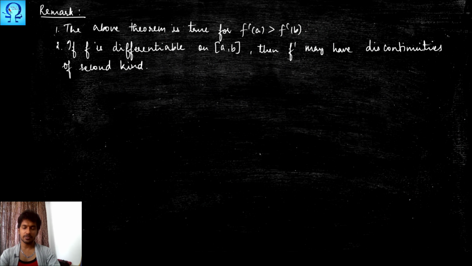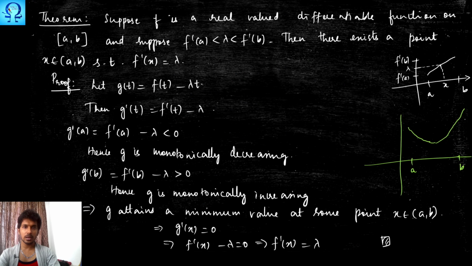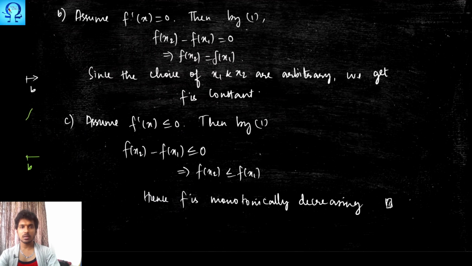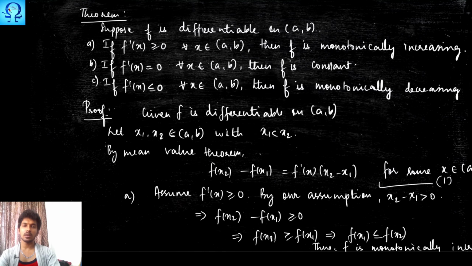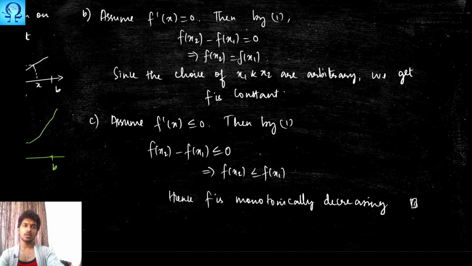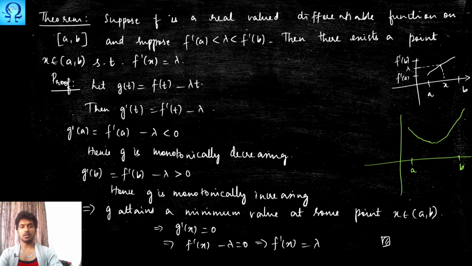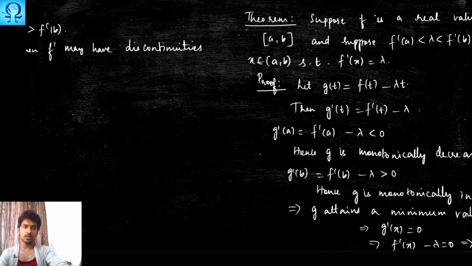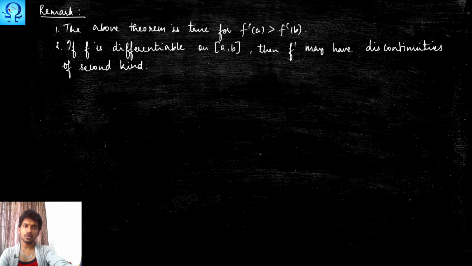Course on calculus differentiation. In the previous lecture, we have seen theorems related to monotonically increasing and decreasing functions with the help of the derivatives, and we have seen the continuity of the derivatives. We forgot to make some remarks for this theorem. That is the first one that I have told when I was explaining the statement of the theorem itself.